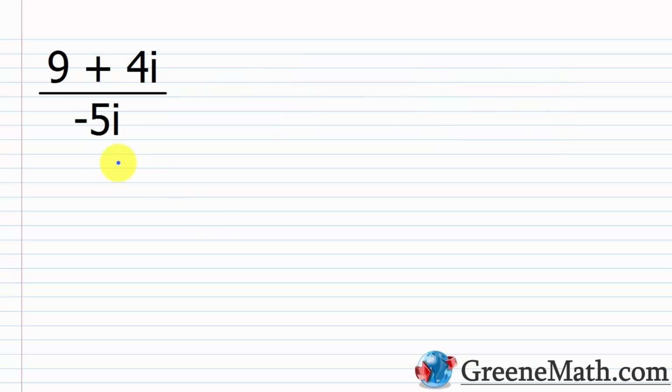All right, let's take a look at another one. So we have 9 plus 4i over -5i. Again, I've got i here in the denominator. So to get rid of that, I'm going to put i over i here and multiply by that. So I've got to use my distributive property. i times 9 is 9i. Then plus 4i times i is 4i squared. And we know that's -1. So you can go ahead and just replace that and say this is negative.